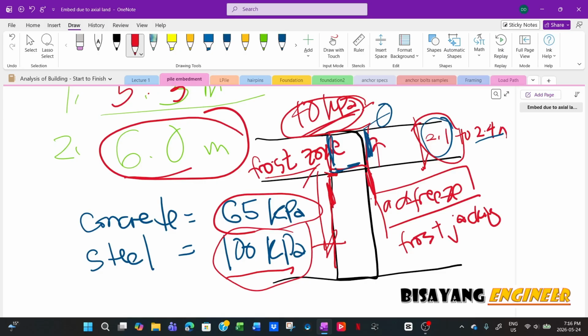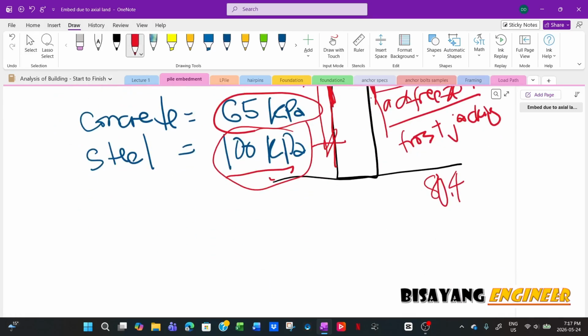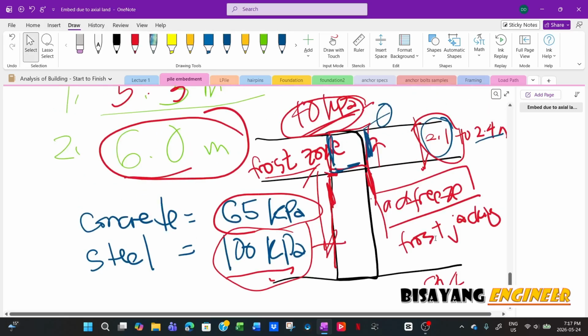So for example, this is 40 times 2.1. So that is 80.4. So that's 80.4. And then this one is 100. No, 100 divided by 80.4 is 1 meter something. And then you add that to 2.4.